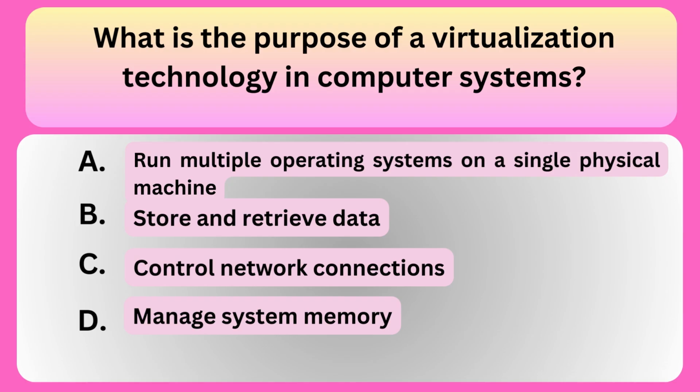What is the purpose of a virtualization technology in computer system? Run multiple operating systems on a single physical machine, store and retrieve data, control network connections, manage system memory. And the right answer is run multiple operating systems on a single physical machine.